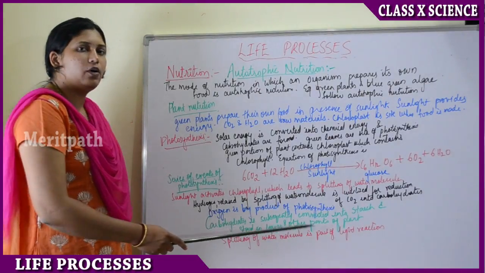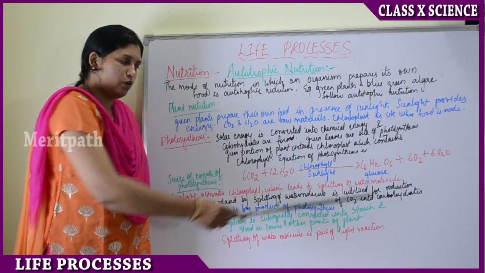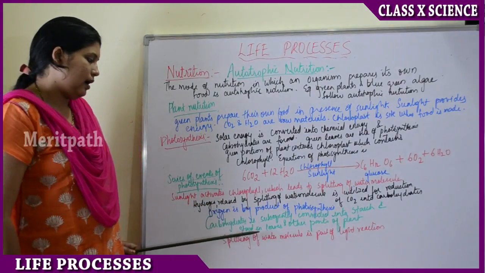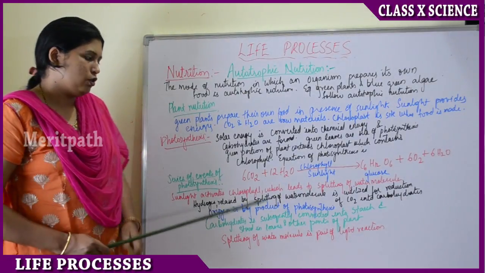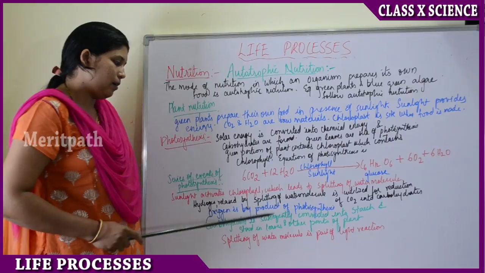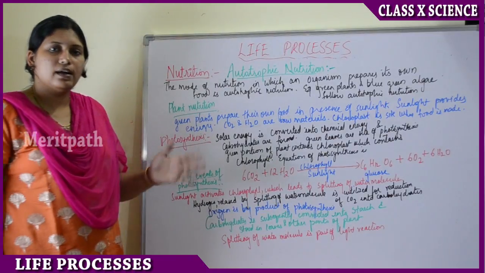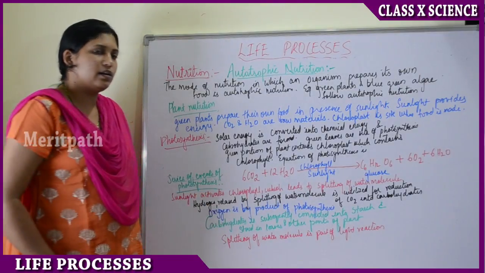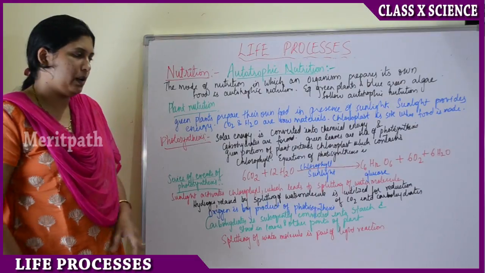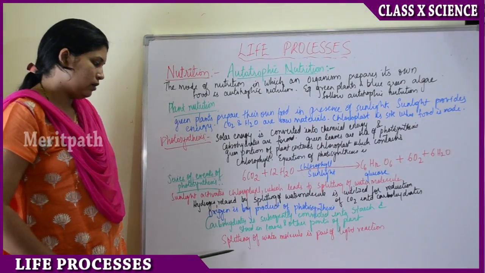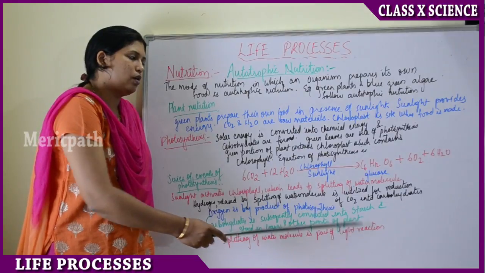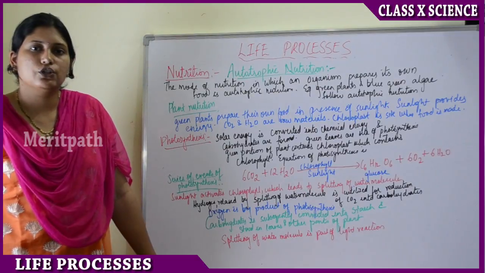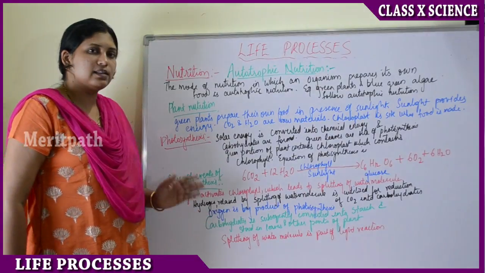Then oxygen is the byproduct of photosynthesis. Oxygen is also produced. Then carbohydrates are subsequently converted into starch and stored in the leaves and other parts of the plants. So glucose is the carbohydrate, which will be stored in the form of starch in the plants and in the leaves. Then the splitting of the water molecule is also a part of the light reaction. So these are the events which take place in photosynthesis.